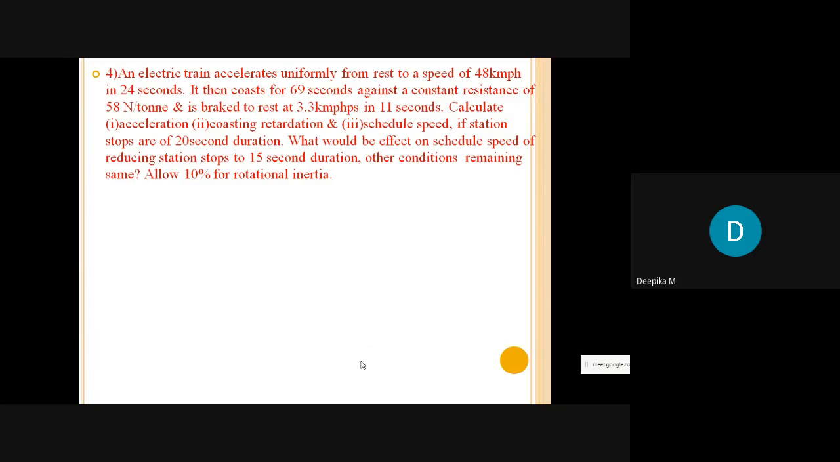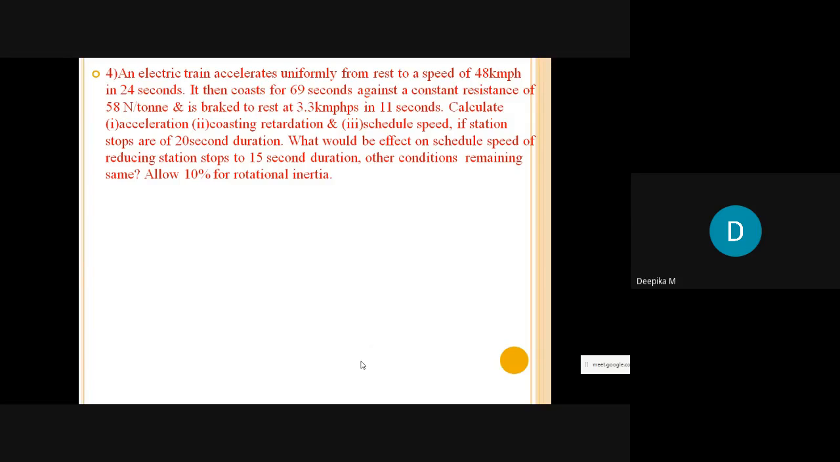You can understand here the speed they have given, which is nothing but 48 km per hour, and the train is accelerating uniformly from rest. That is, they're talking about the acceleration time. To reach the maximum speed of 48 km per hour, the train requires 24 seconds. That is T1 they have given, 24 seconds, VM is 48 km per hour. The coasting period they have given, which is nothing but T3, is 69 seconds.